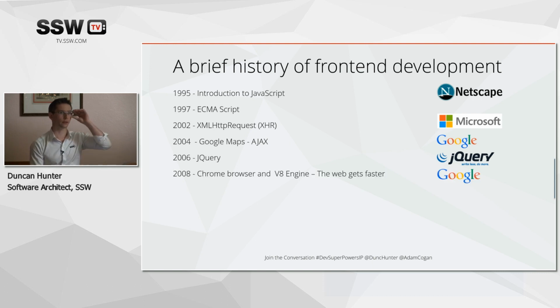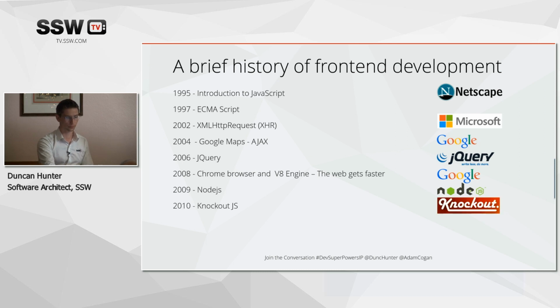2008, we got the Chrome browser and the V8 engine, and everything. People started getting a lot more ambitious with what they were going to do on the front end. 2009, we got Node.js, which I guess for us .NET developers is important because a lot of the tools we use with NPM and Bower and other sorts of things and task runners can be based on that.